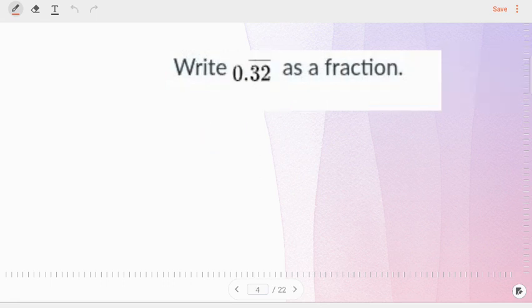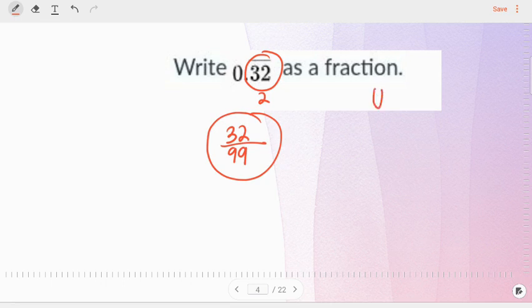Let's go ahead and talk about a second one. So again, 32 is 2 digits, so I'm going to write 32 on top, and because it's repeating, I'm going to put 99. That's my final answer. If I had a problem that said 0.123 repeating, then that's 3 digits, so I'd put 999 in the denominator and 123 in the top.